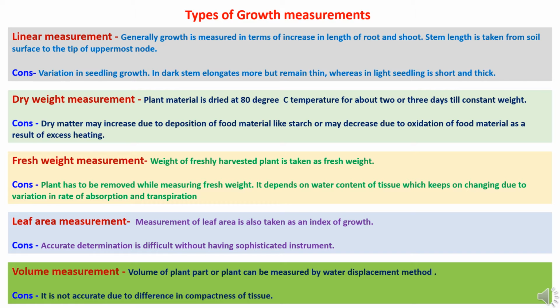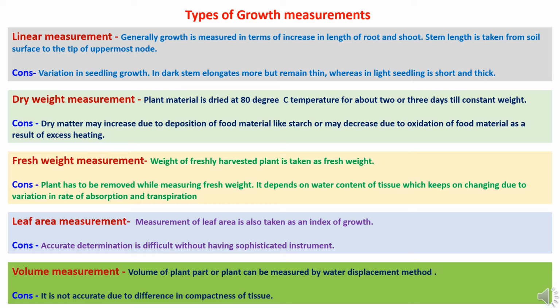Third is fresh weight measurement, where the weight of a freshly harvested plant is taken as fresh weight. Here also there are some constraints, like the plant has to be removed while measuring fresh weight. It depends on the water content of tissue, which keeps on changing due to variation in rate of absorption and transpiration.